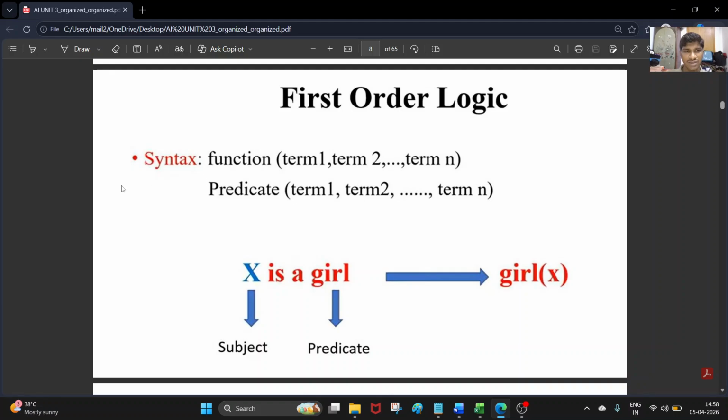First order logic syntax: functions of terms, term 1, term 2, up to term n, or a predicate over term 1, term 2, up to term n. Example, X is a girl. X is the subject and girl is the predicate. So this can be formulated in first order logic as girl(X).